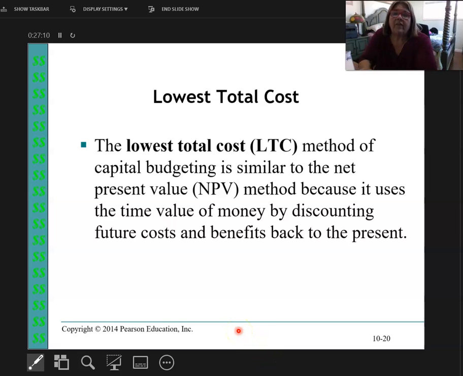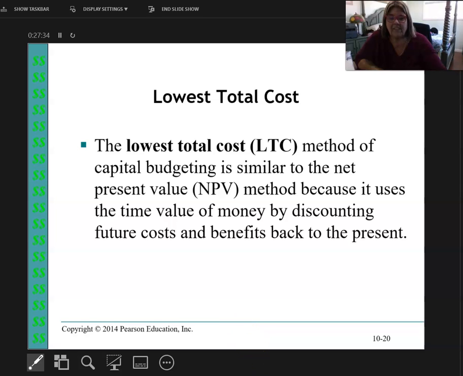Okay, next we're going to look at lowest total cost. And this is probably one of the easiest ones to do. It's similar to NPV because I do use that time value of money, and that's really important. Using that NPV is really important because you've got money you're going to get in the future from these proposals, and your whole goal is figuring out what is it worth now? Could I be doing something else with it?